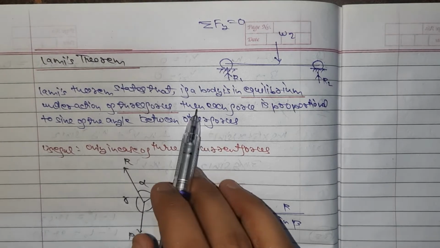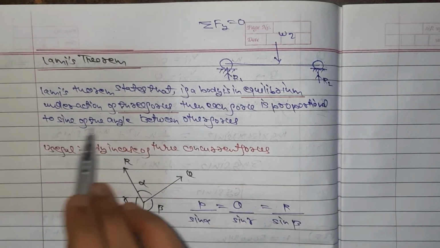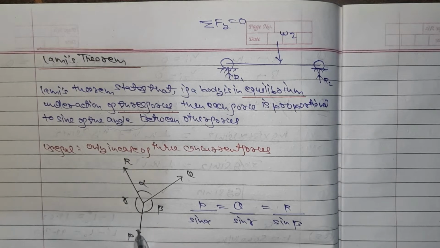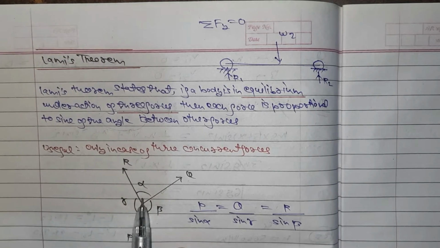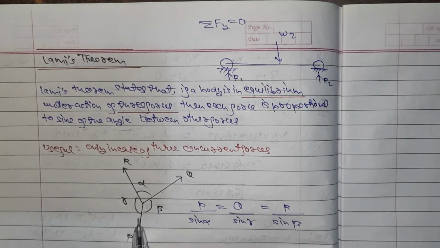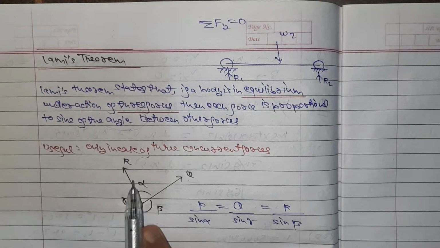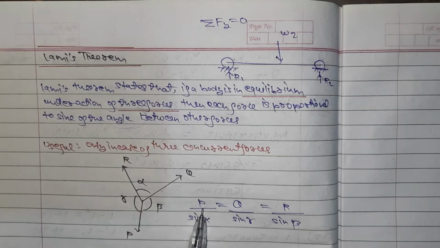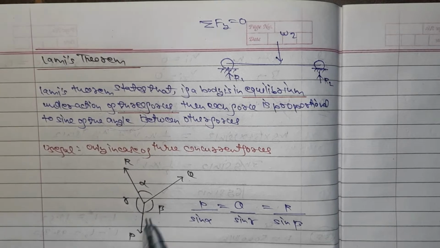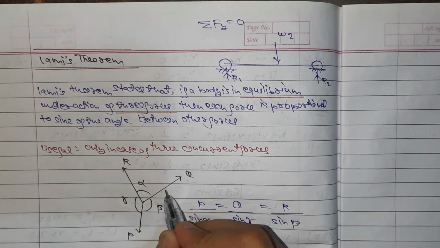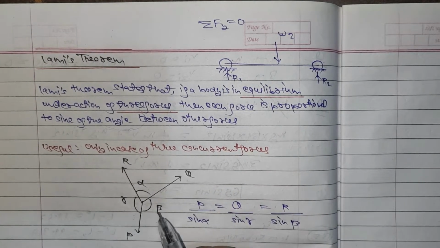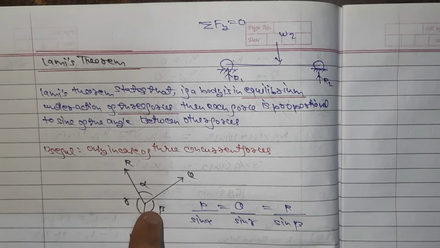As I have written over there, each force is proportional to the sine of the angle between the other two forces. This is a force P, this is a force Q, this is a force R. Alpha is the angle between R and Q. Similarly, beta is the angle between P and Q. Similarly, gamma is the angle between R and P. If I am writing about force P, then I have to take the angle between the other two forces. I cannot take gamma, I cannot take beta. Instead of these two, I'll have to take alpha.